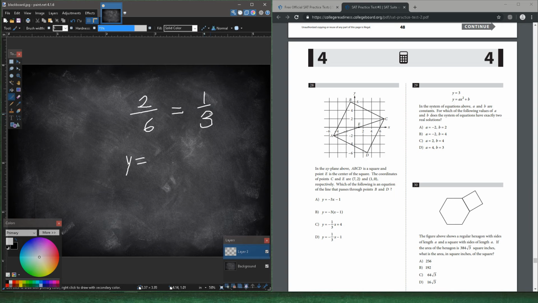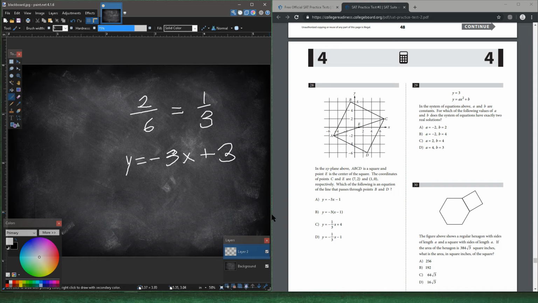Perpendicular means the slope is the reciprocal and negative. The reciprocal of this one is 3, and negative is -3. So that's -3. And it has to go through E, because that's the center of the square. So it has to go through the point 1, 0. So that's -3, that's +3. So the answer is B.